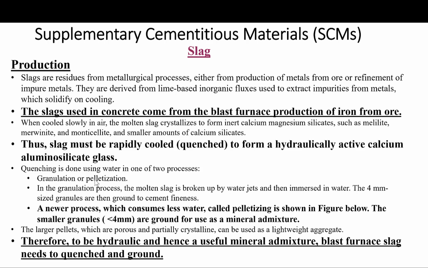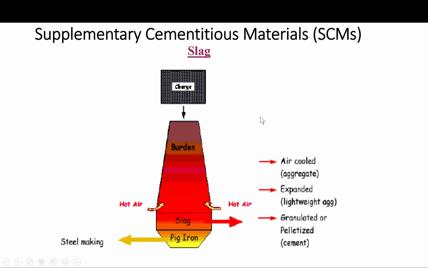Remember that, okay? So this is a schematic that shows where the slag is obtained. It comes here, the granulated or pelletized slag. Basically, this is the steel making process. This is where the charge or the raw material comes in, and these are the processes it goes through, and that's where we get slag from. Okay, so this is for the steel making, the pig iron.